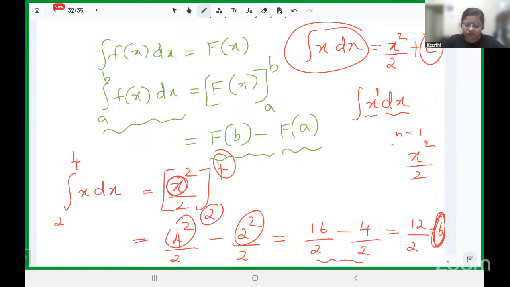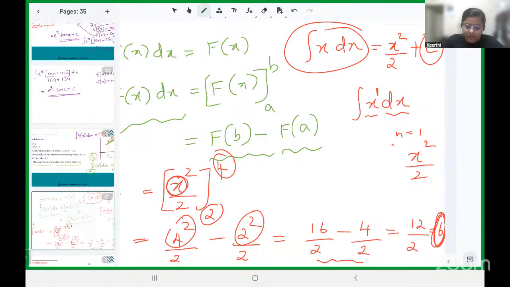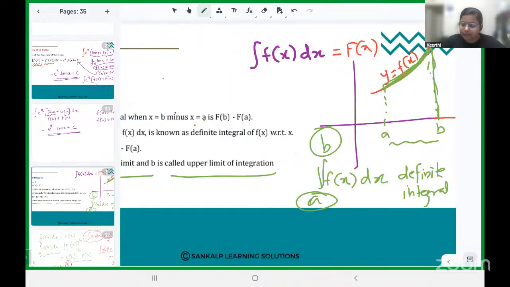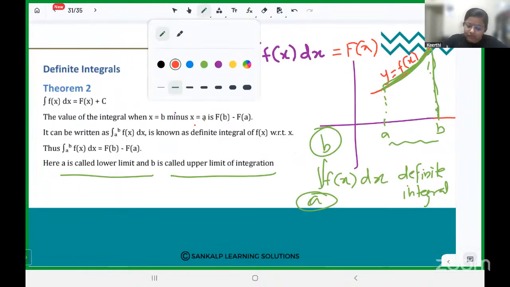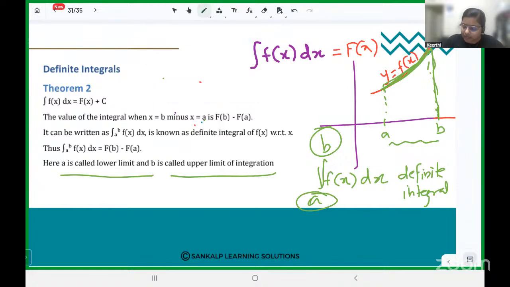So these are the basic concepts of definite integral. And if we explain it geometrically, we can say that by evaluating a definite integral, we are actually calculating the area under this curve. Evaluating a definite integral means we are calculating the area under this curve y equal to f of x, then the ordinates x equal to a, x equal to b, and our x-axis. This is our x-axis. This is the ordinate a. This is the ordinate b, and this is the curve y equal to f of x. So actually we are calculating the area under this curve.